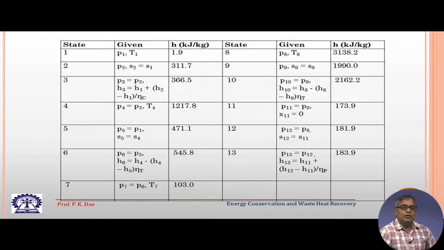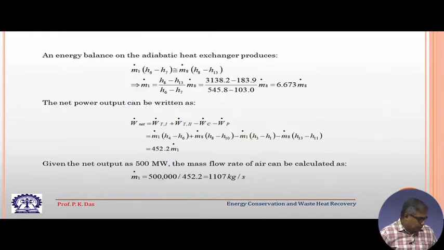Now we can do the other cycle calculations and find out the efficiency. First, we would like to look at the heat exchanger between the gas turbine cycle and the steam turbine cycle, which is also known as HRSG, heat recovery steam generator. We will do an energy balance for that.